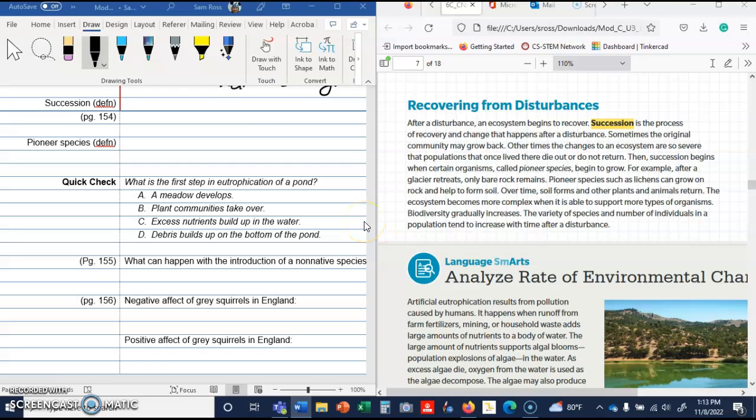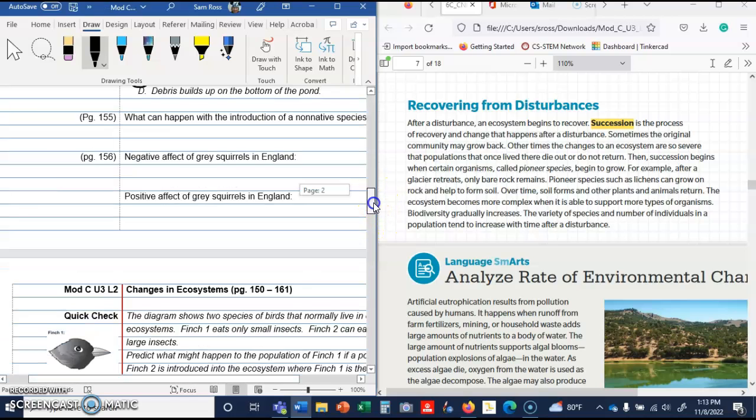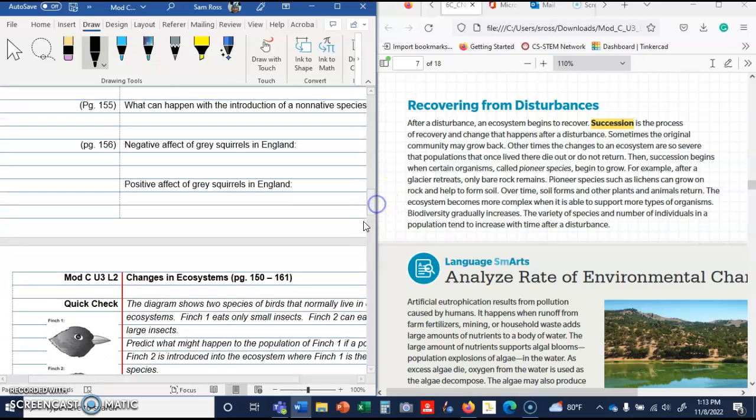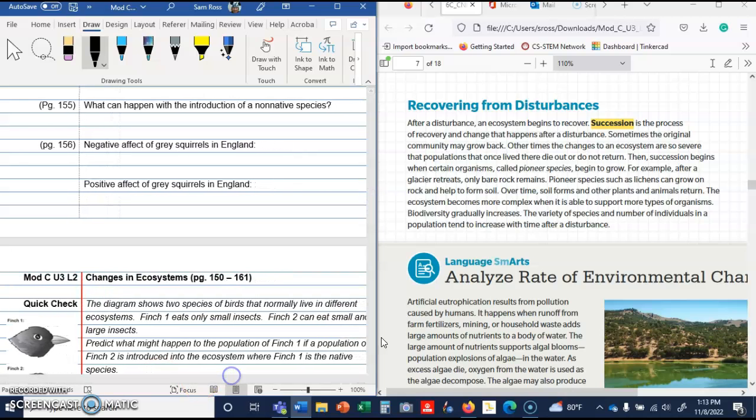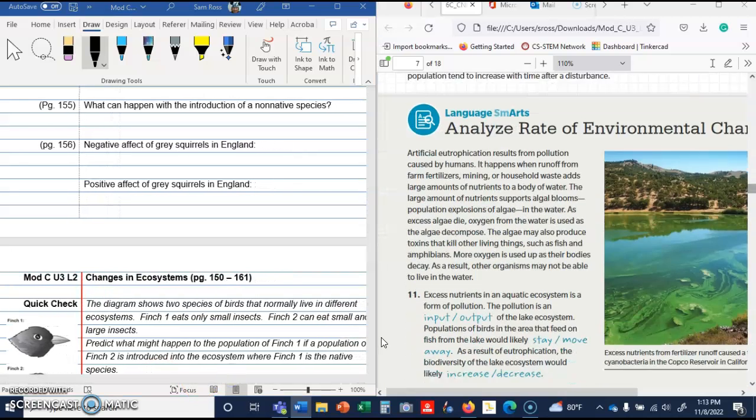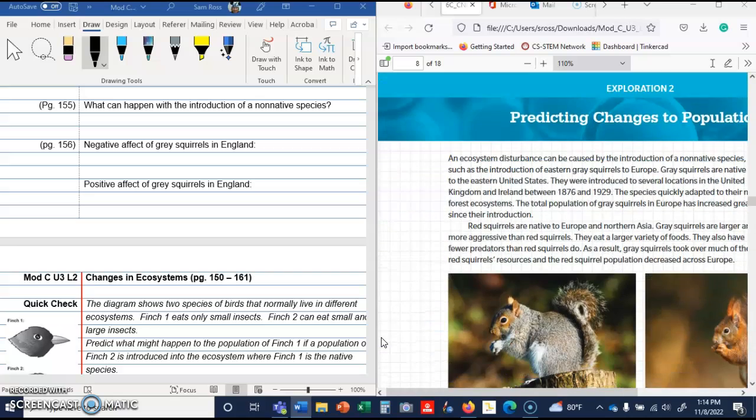So let's take a look at this quick check. What is the first step in the eutrophication of a pond? It's going to be the excess nutrients that build up in the water. Oh, and then we're back to the book, 155. So I think this is 154. So 154, here's 155.